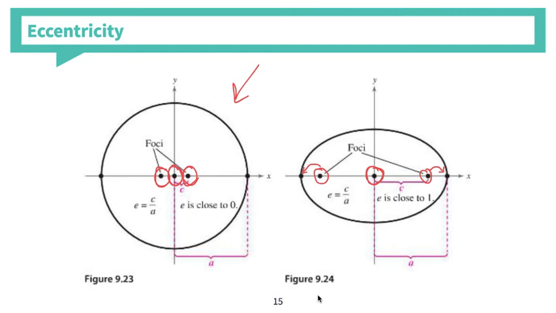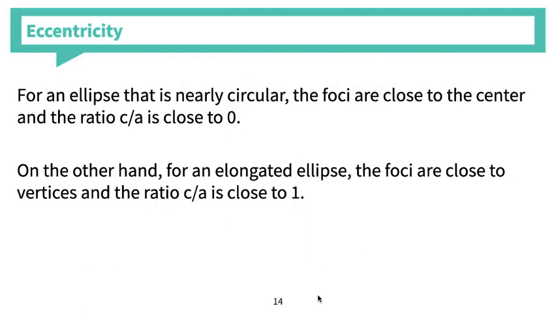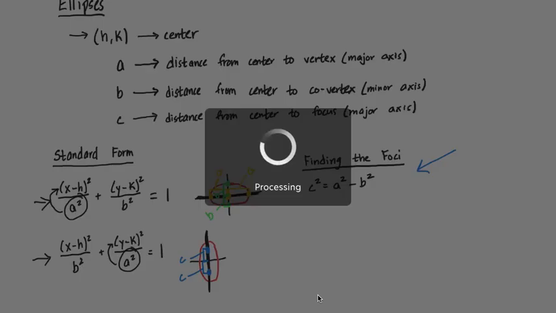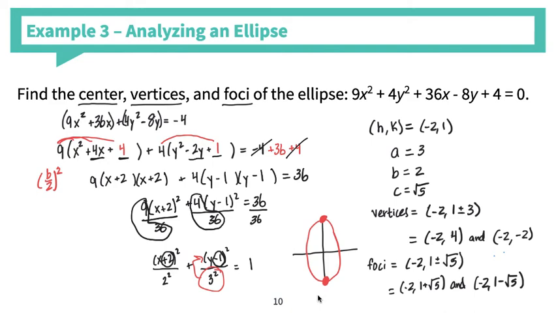Okay, so I want to go ahead and find eccentricity for the example that we just did. So I'm going to go back a little bit. You guys can go back to that same example. We're going to add one more part. We are going to find eccentricity. E equals C divided by A.